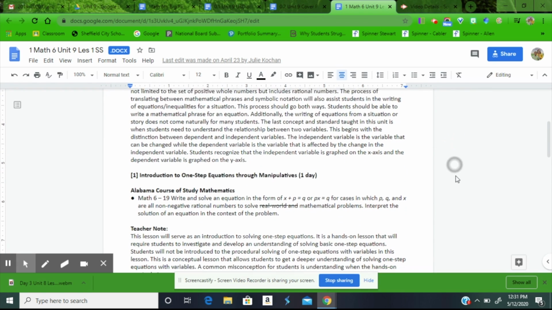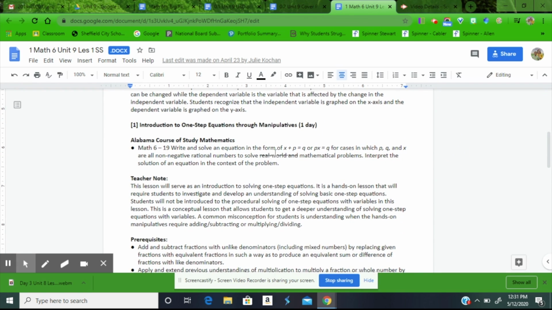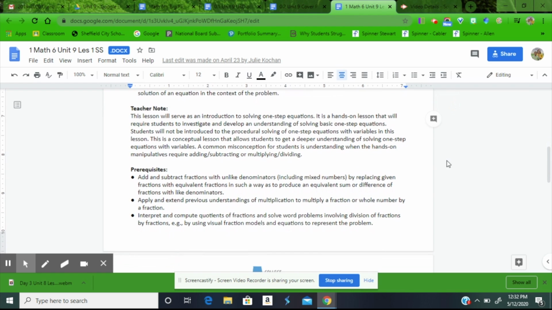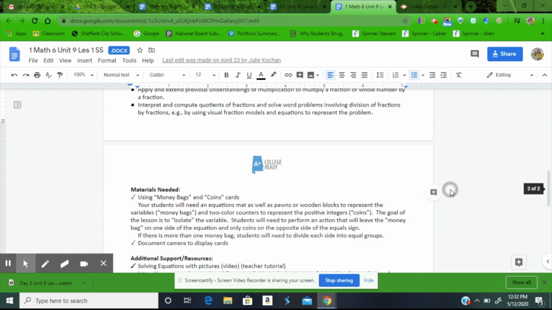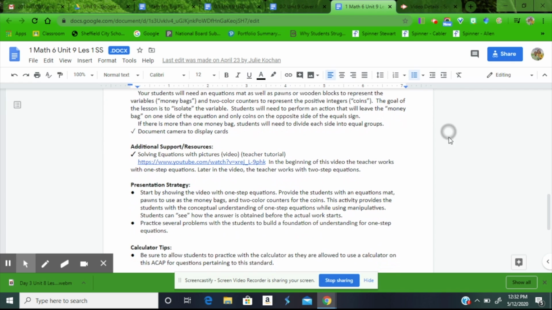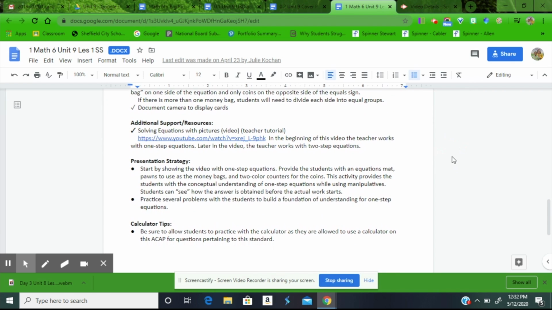Now looking at your Alabama course of study, your teacher note, and keep in mind the teacher note is different from that of the unit note. The unit note gives you a broad understanding of what the students are going to learn throughout the unit. The teacher note is specific for this lesson. You've got your prerequisites. Again, if you see some students struggling with these prerequisites, pull those in the bell ringers or in your exit slips. Then you've got your materials needed and your additional support and resources, followed by presentation strategies.